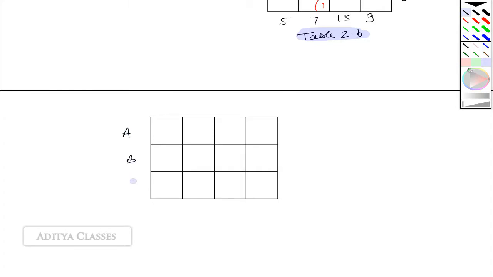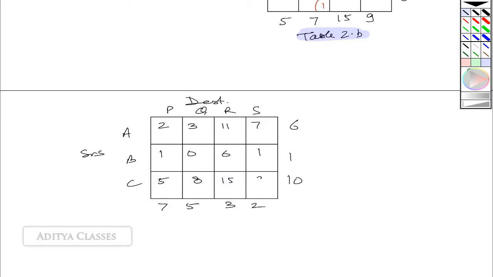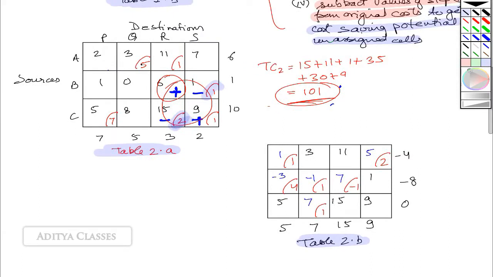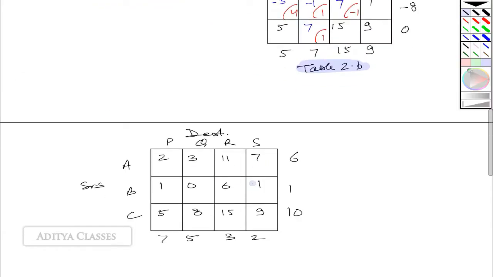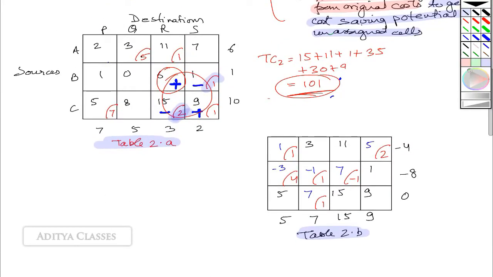Now we have sources A, B, C, destinations P, Q, R and S, with loads of 6, 1 and 10, 7, 5, 3 and 2, and costs being 2, 3, 11 and 7, 1, 0, 6 and 1, 5, 8, 15 and 9. Perfect. Now let us make this movement.